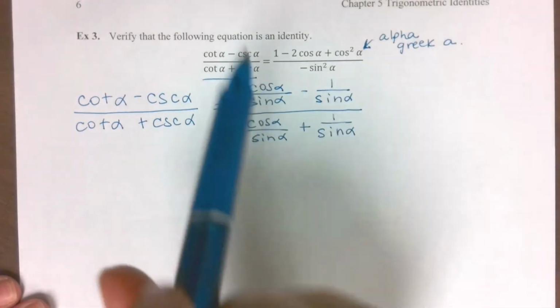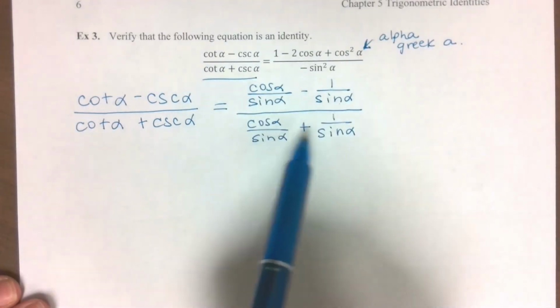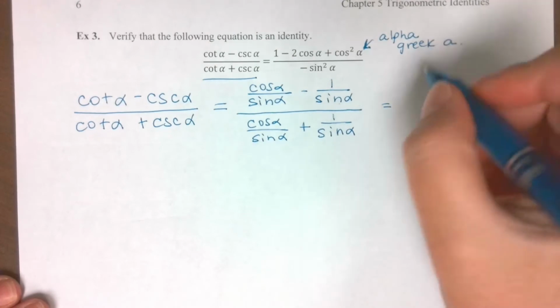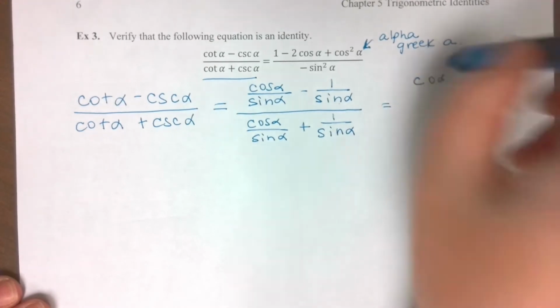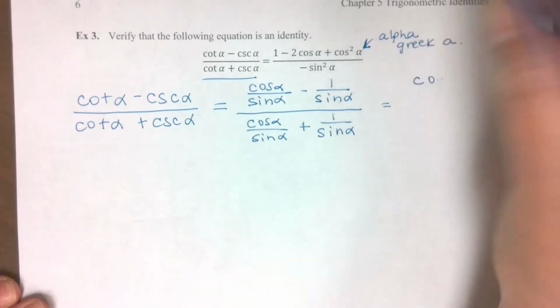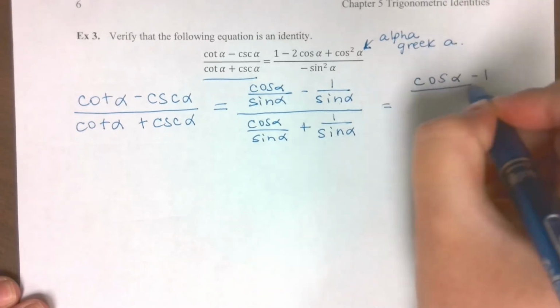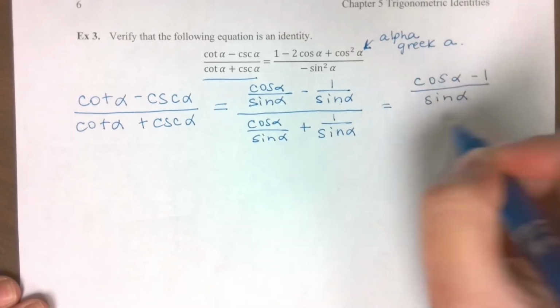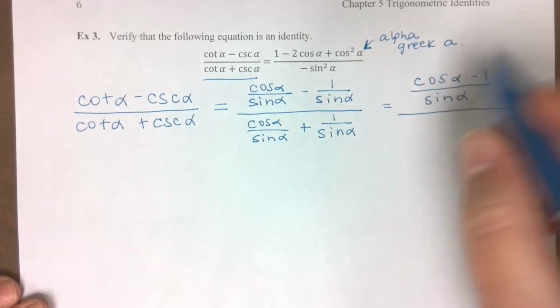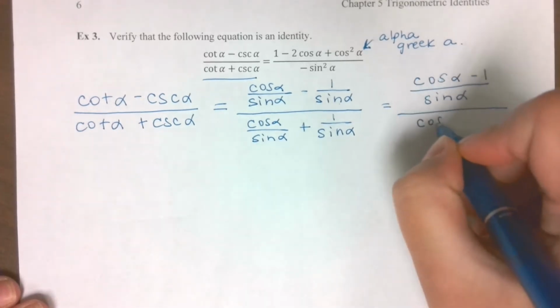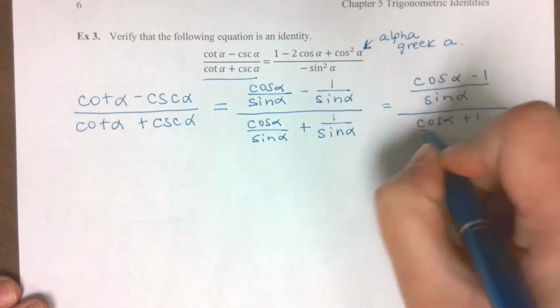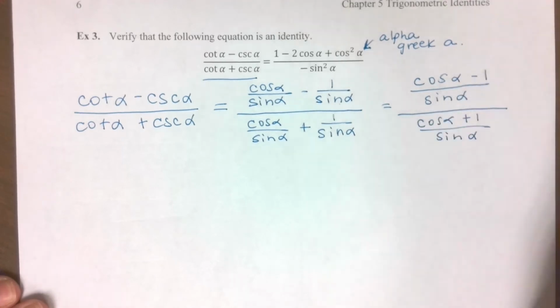Alright, so since they have the same denominators, we can actually add them together. So we have cosine alpha minus 1 over sine alpha. That's our numerator. And then in our denominator we have cosine alpha plus 1 over sine alpha.